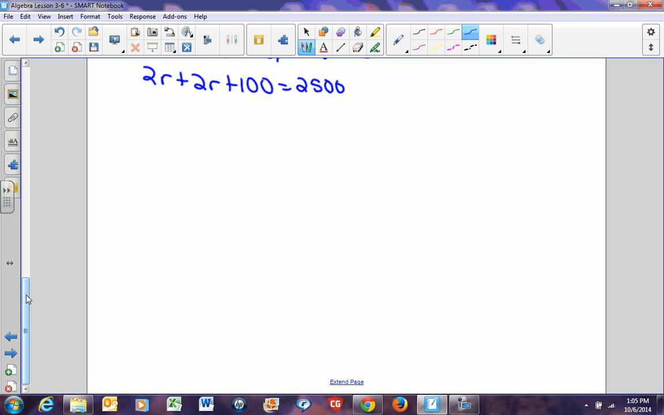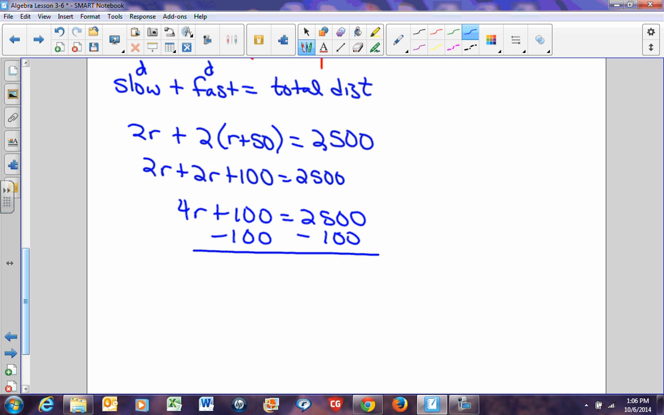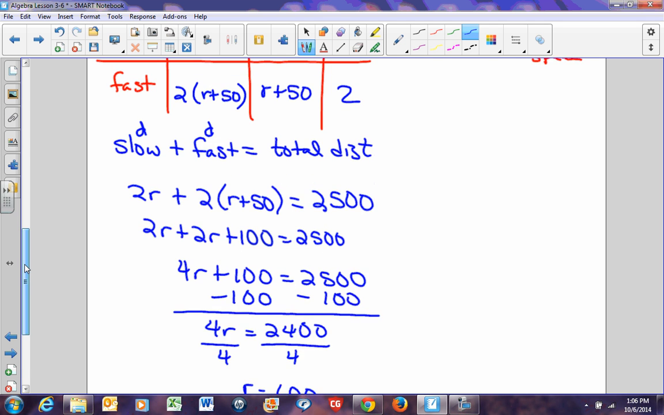We're going to solve this. 4R plus 100 equals 2,500. Subtract 100. 4R equals 2,400. Divide by 4. 2,400 divided by 4 is 600. So R equals 600. And R, if you remember, is the slower jet.